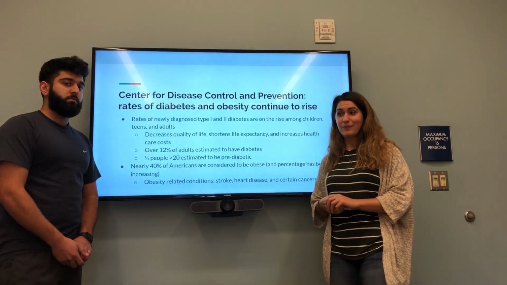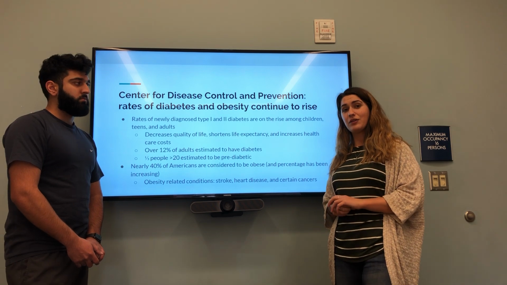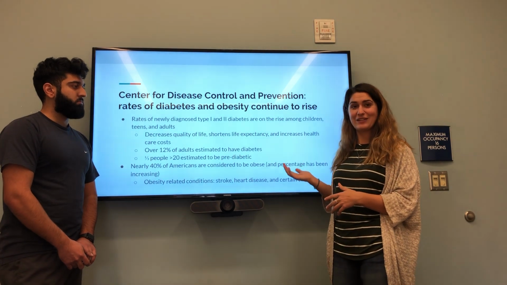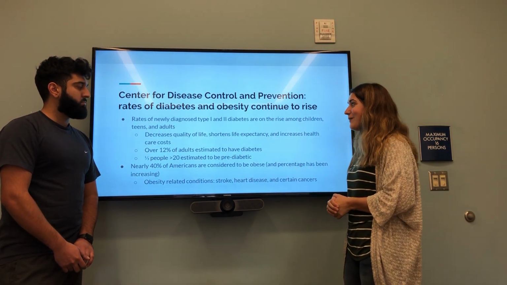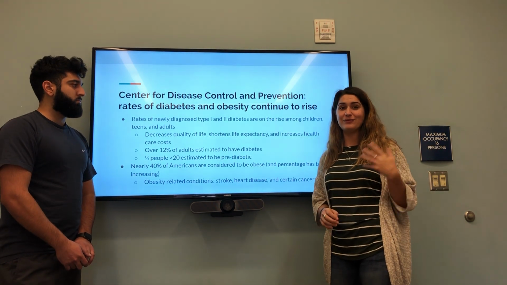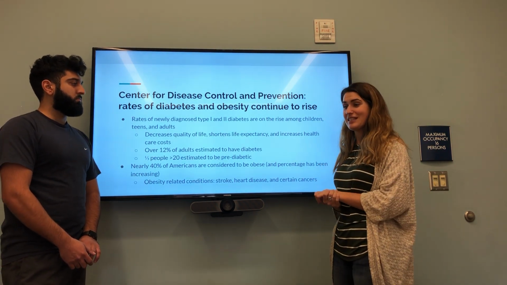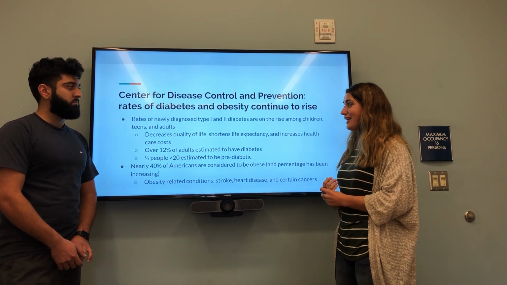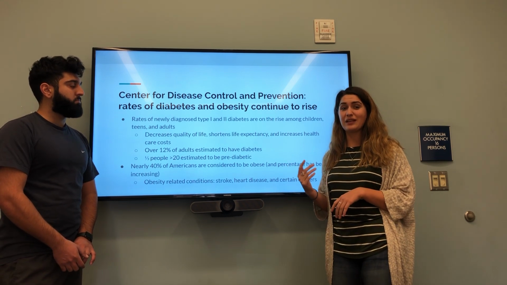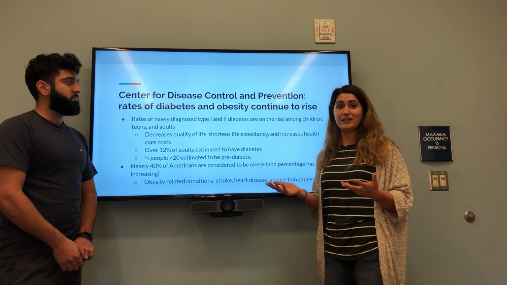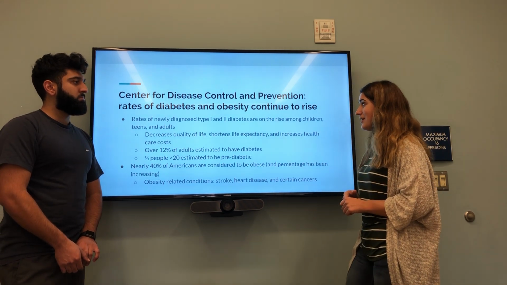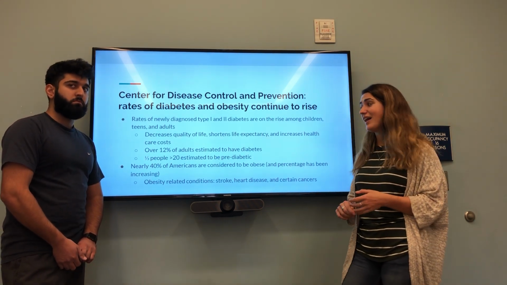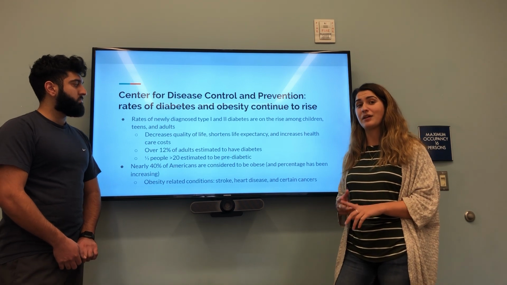Okay, kind of shifting gears here. Before we introduce our article and our study that we looked at for this webinar, we're going to bring some facts from the Center for Disease Control and Prevention because it relates to why our researchers did the study that they did. As we all know, diabetes and obesity are prevalent in the United States, and basically this is all just information showing that the CDC says that those rates are continuing to increase. Newly diagnosed type 1 and type 2 diabetes are on the rise among children, teens, and adults. Diabetes decreases the quality of life, shortens life expectancy, and increases healthcare costs.